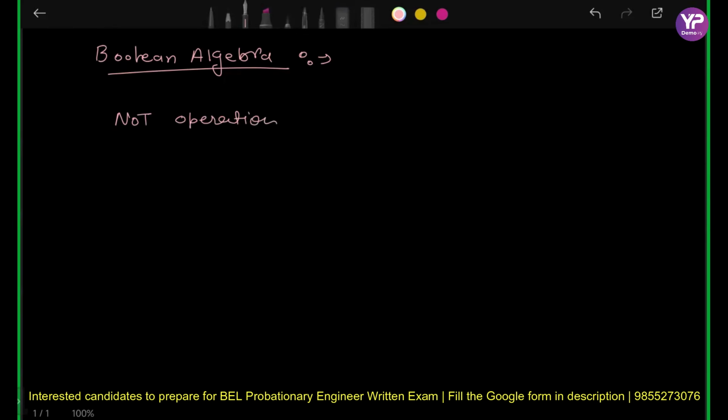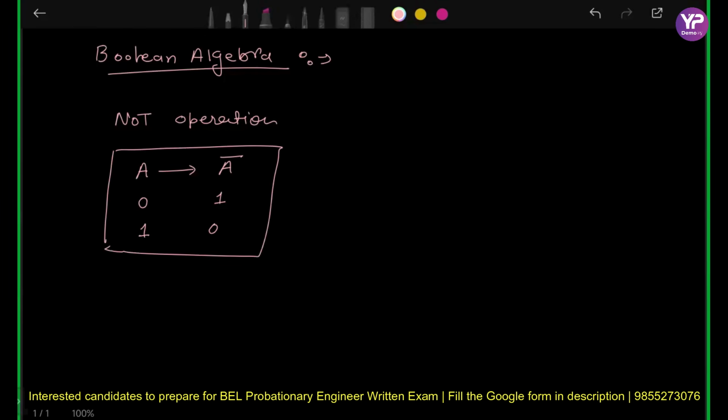So you are having a variable A. NOT means we are taking A bar, right? If your variable A value is 0, then its complement or NOT is going to be 1. When your variable value is 1, the NOT value is going to be 0. So that will be the truth table for the NOT gate. If your variable A is 0, then Y or output will be 1. If your A value is 1, then output will be 0. This is called the NOT operation.